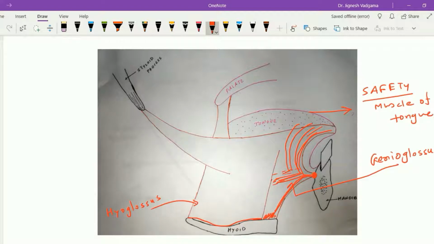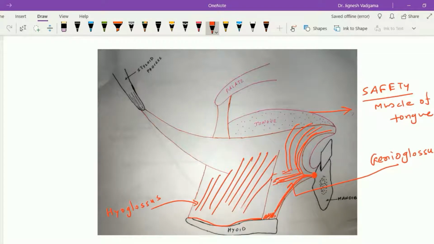The muscle passes upward and slightly forward and inserts into the side of the tongue between the styloglossus muscle laterally, and on the medial side there is the inferior longitudinal muscle of the tongue, which is one of the intrinsic muscles of the tongue. When this muscle contracts, it leads to the depression of both sides of the tongue and makes the dorsal surface of the tongue convex.